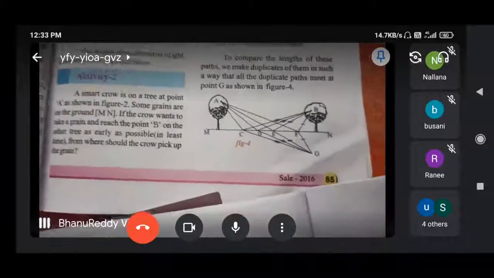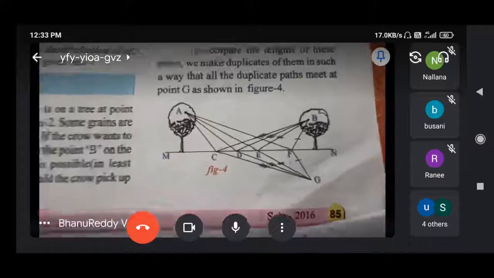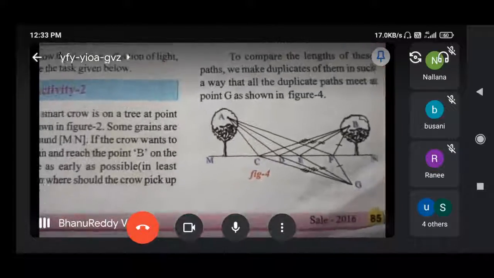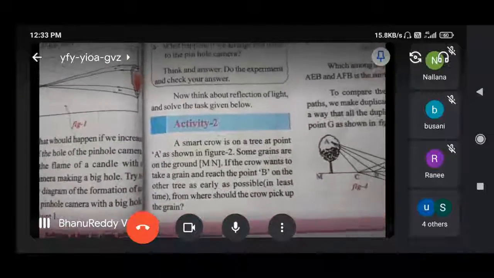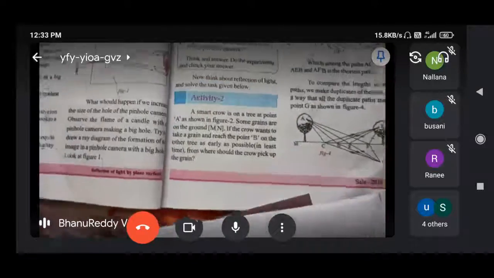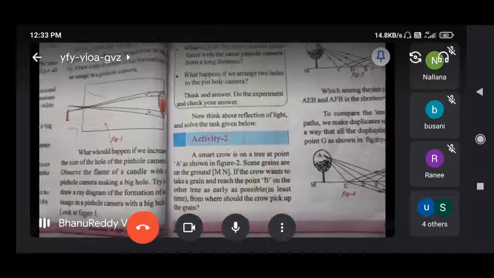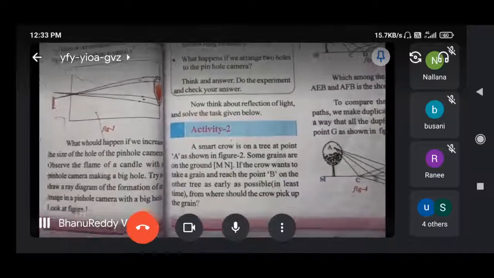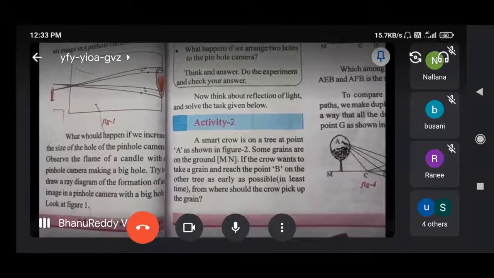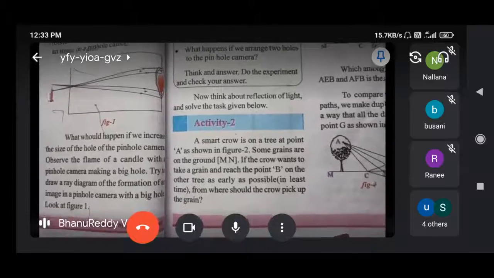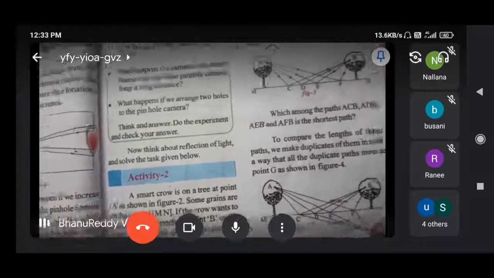Here, see the diagram, Nana, see the diagram. Here so many paths are there. Yes, and a smart crow is on a tree at point A and some grains are on the ground. If the crow wants to take a grain and reach the point B, here two trees are there.